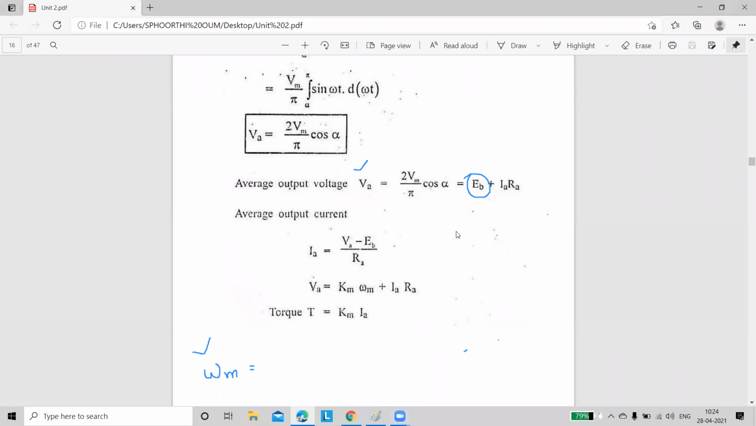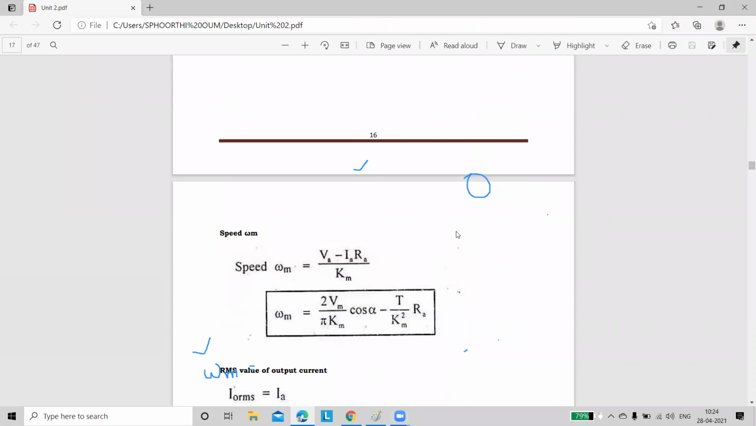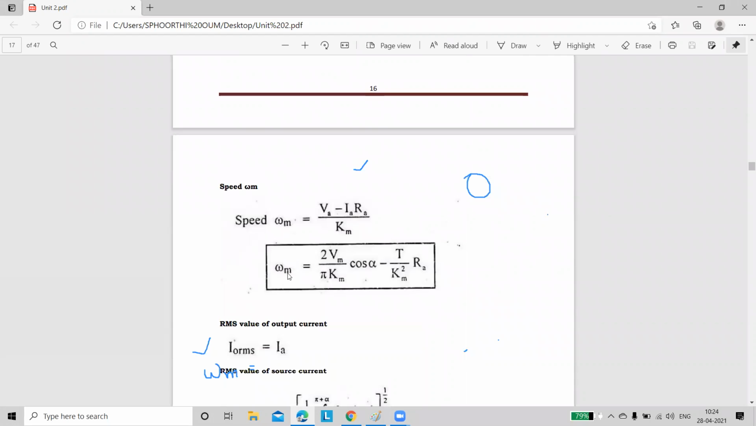Just see the expression. This equation, speed is equal to VA minus IARA by Km. And finally, you are getting VA as 2Vm by pi into cos alpha by Km, and IA is nothing but T by Km. So minus T by Km square into RA. That means finally you have derived the speed expression in terms of torque.